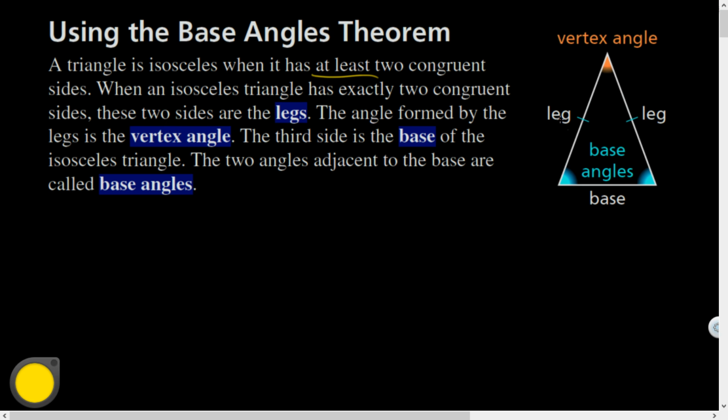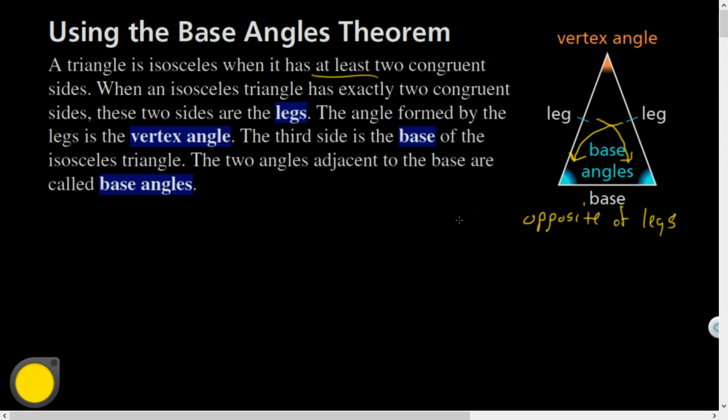The third side is the base. The two angles adjacent to the base are called base angles. I also refer to base angles as being opposite of the legs.